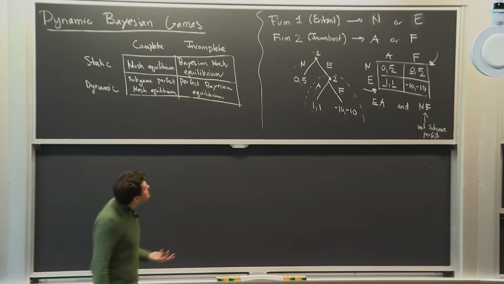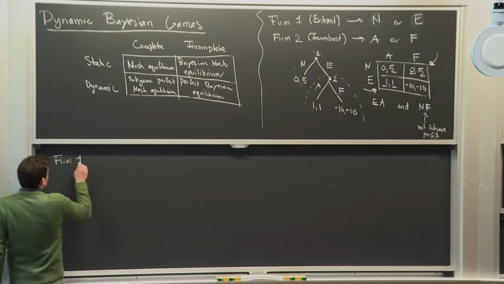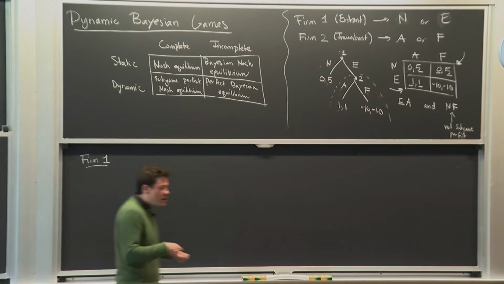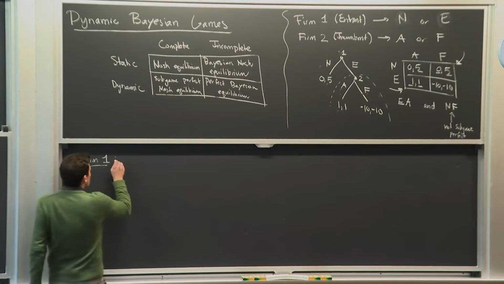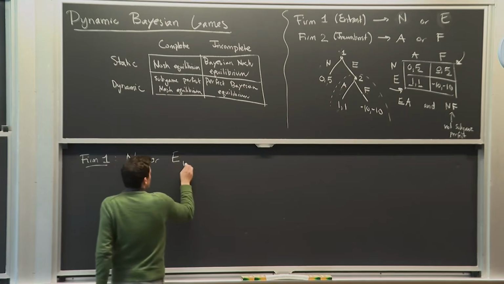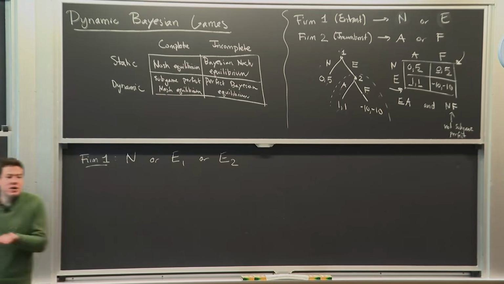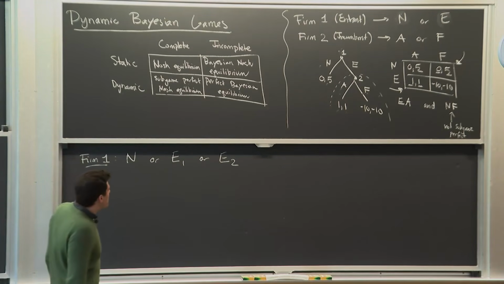So what if we change the game and say, well, actually, firm 1 has two different ways of entering. They can enter the market and produce one kind of good, or they can enter the market and produce a slightly different kind of good. So we're now going to say that firm 1 is choosing between not entering, or I'll call it E1 or E2. These are just two different ways they can enter and maybe use a slightly different marketing strategy or a slightly different pricing strategy, but they're effectively entering either way.